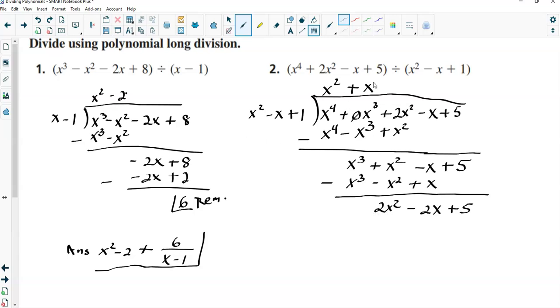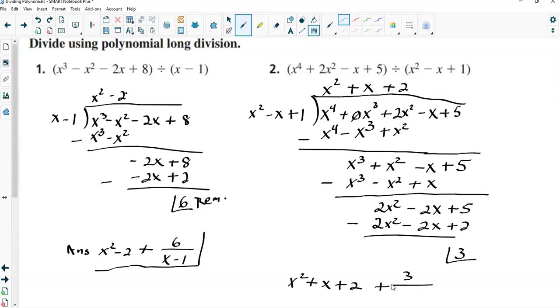Divide. 2x squared divided by x squared is just 2. 2 times x squared is 2x squared. 2 times negative x is negative 2x. And 2 times 1 is just 2. All right, so 2x squared minus 2x squared is 0. Negative 2x minus negative 2x is 0. 5 minus 2 is 3. So here's your remainder. So your answer would be x squared plus x plus 2 plus 3 divided by x squared minus x plus 1. Okay, that would be your answer right there.